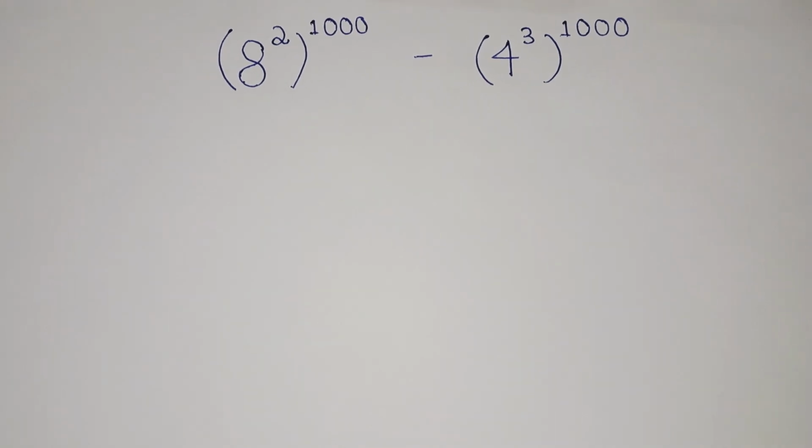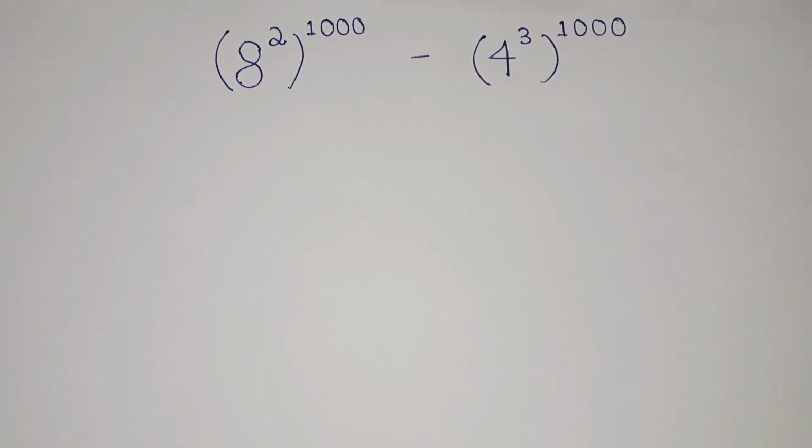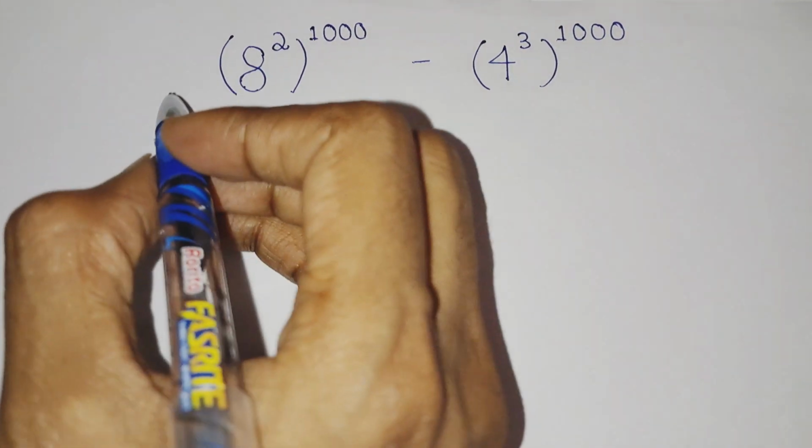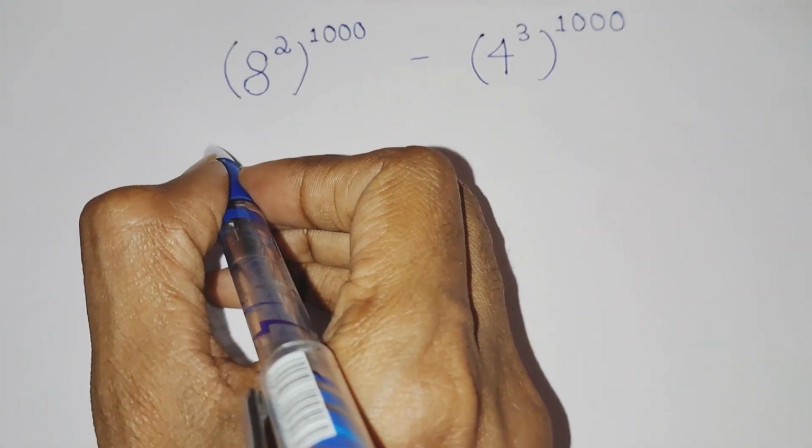Hello everyone. We will solve one interesting question today. It is given by 8 square to the power 1000 minus 4 cube to the power 1000.